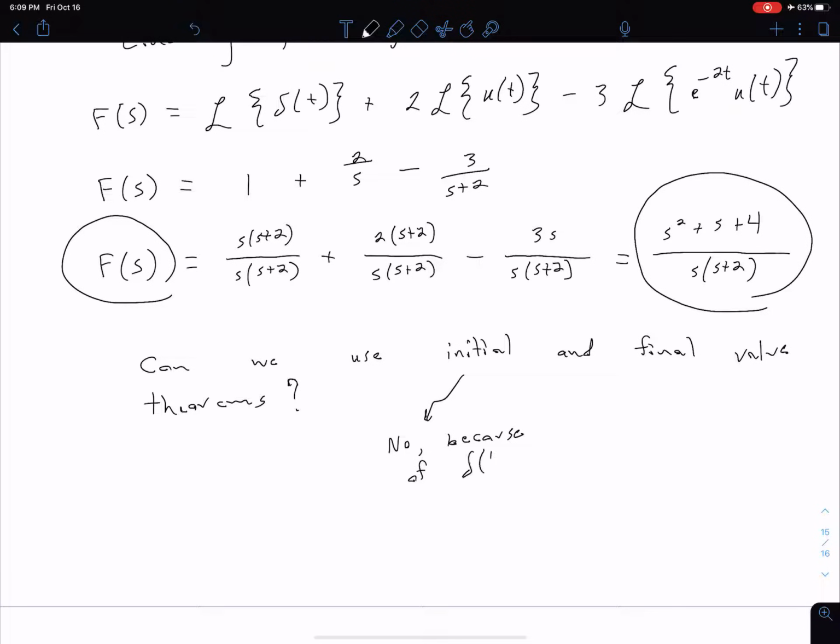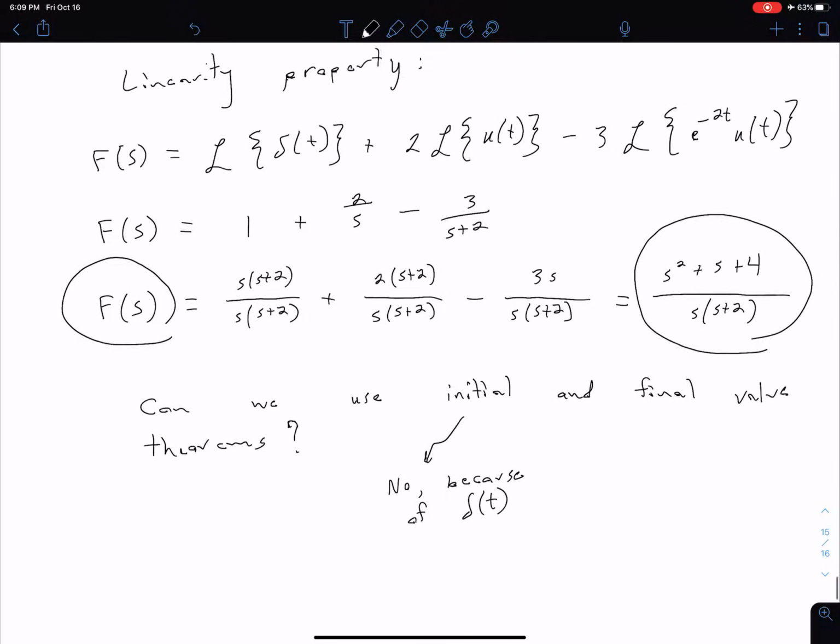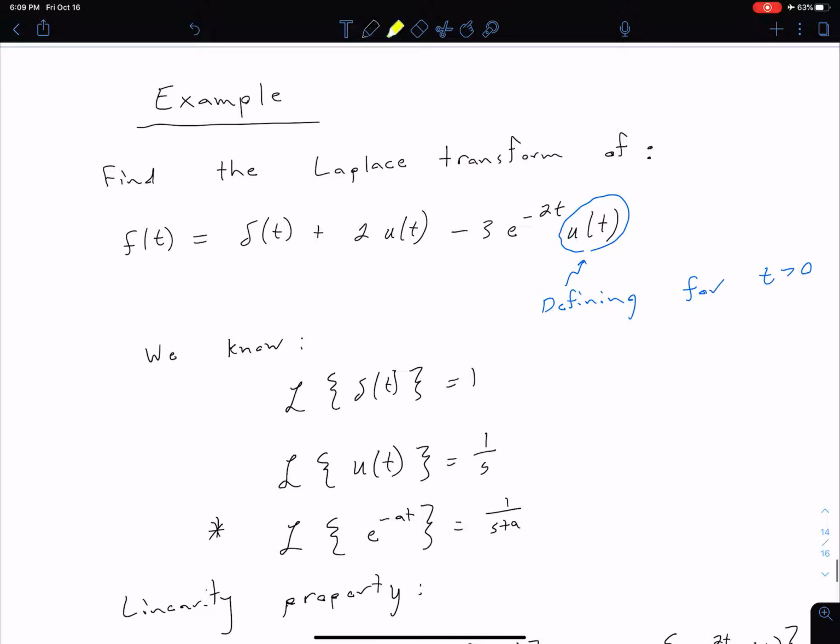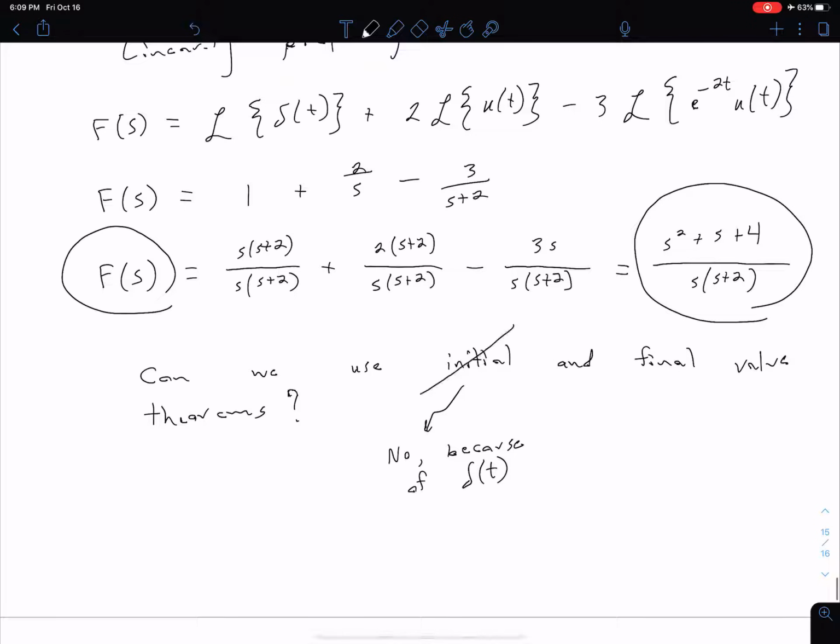So remember we said that our initial value theorem does not work if we have an impulse function, and in this case we see we do have an impulse function in f of t. So we cannot use our initial value theorem in this case. But we can use our final value theorem, so this should be good.